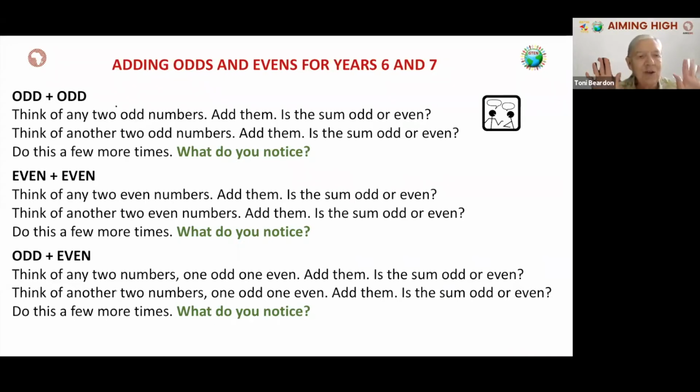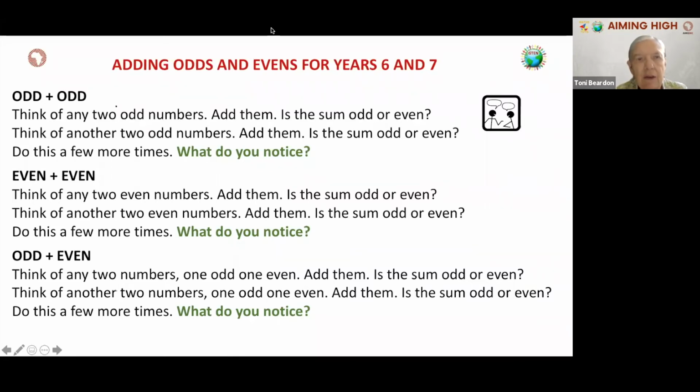Anyway, close your eyes again. Same thing, don't open them until I say. Think of any two even numbers, add them, and is the sum odd or even? Now do it with two different even numbers, add them, is the sum odd or even? Now open your eyes and write in the chat what you notice.